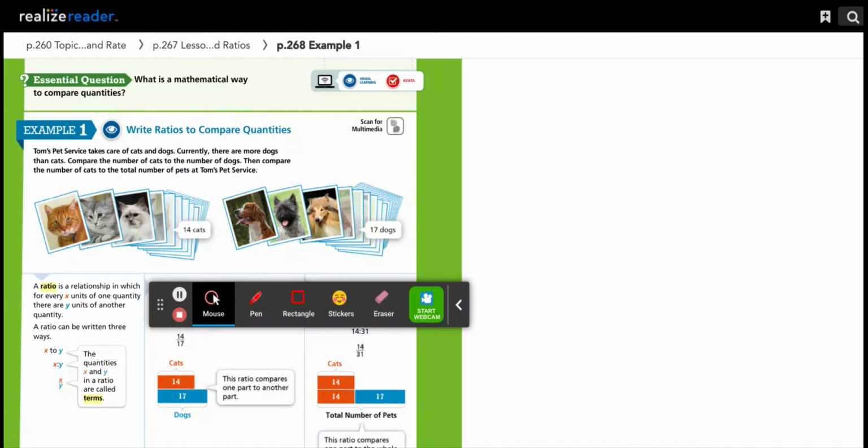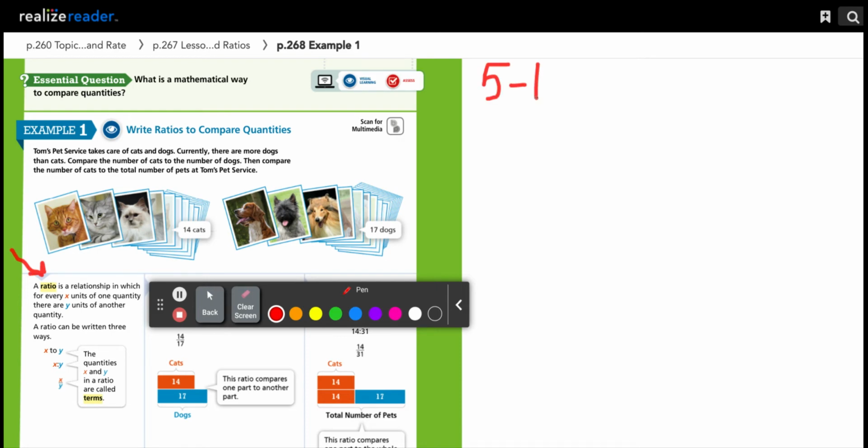This is lesson 5.1. We're going to be using ratios to compare numbers or to compare quantities. And let's start by looking at the definition of a ratio. A ratio is a relationship in which for every X units of one quantity, there are Y units of another quantity. A ratio can be written 3 ways.